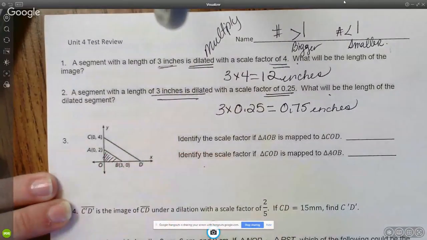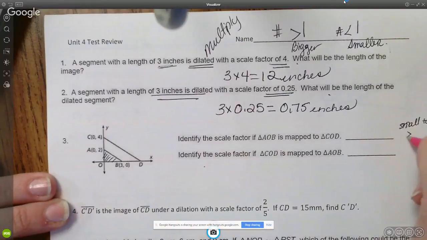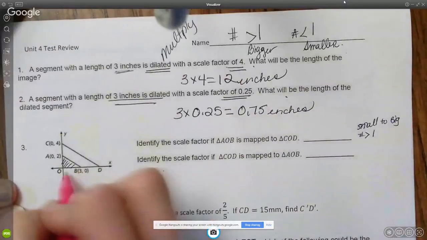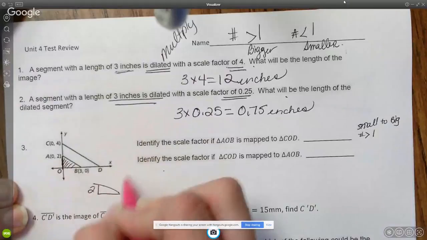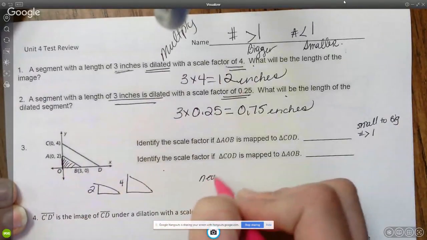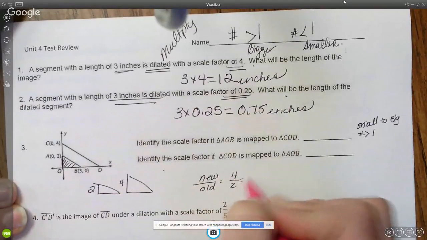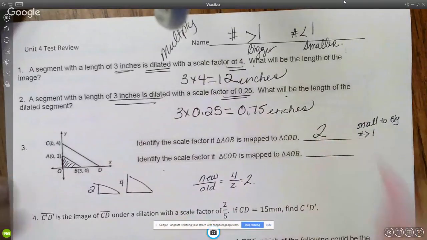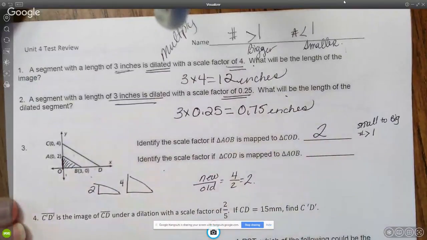Next it says, let me get my calculator open, identify the scale factor if triangle AOB is mapped to triangle COD. So we're going to go from small to big. So we know that the number has to be greater than 1 for small to big. So I would say, well, this distance here is 2. My bigger triangle, the distance is 4. So we talked about it being new over old. So we're going to do 4 divided by 2, and that's going to give us our 2. So basically, we just multiply each one of these points, and that's going to give us our scale factor.